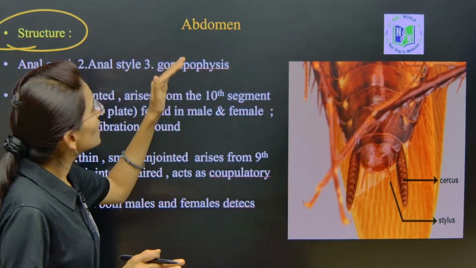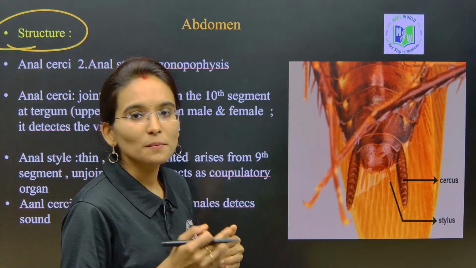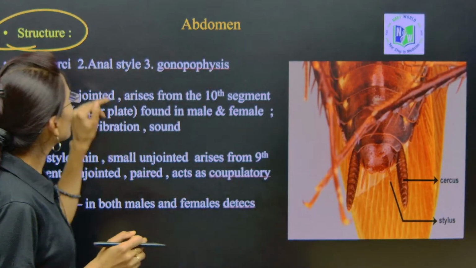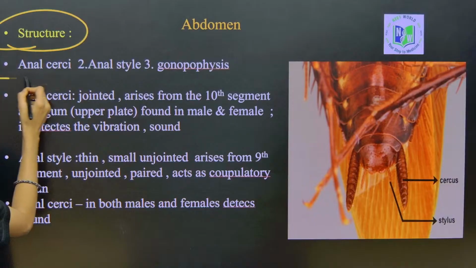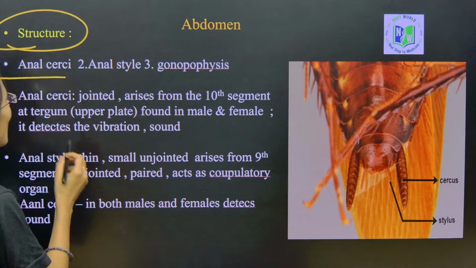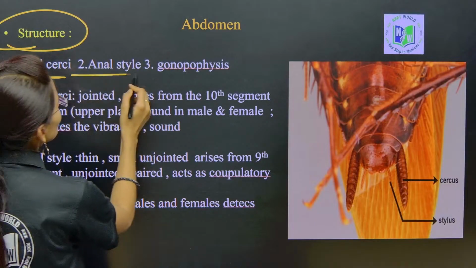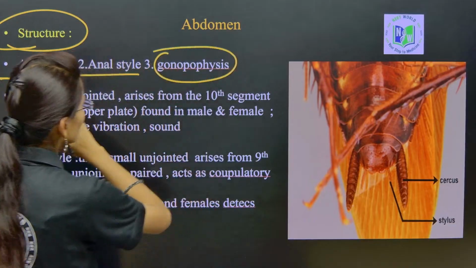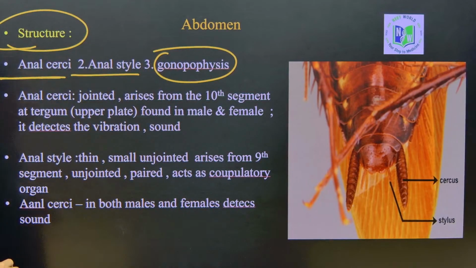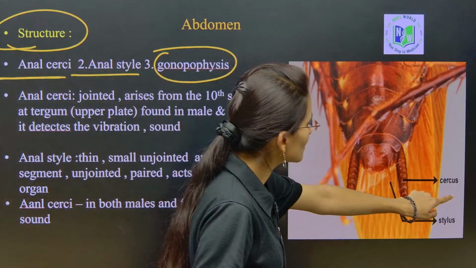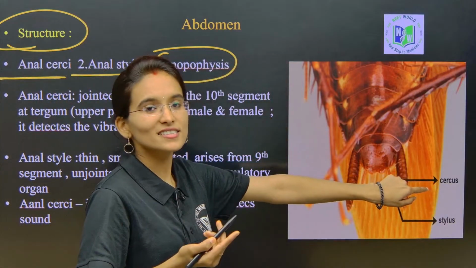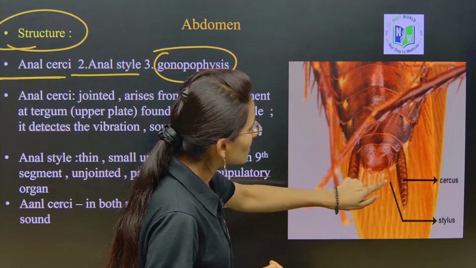Okay. So in the abdomen, what do we need to study? In the abdomen, especially 3 parts you all need to focus on: the anal cerci, next the anal styles, and yes, the gonapophysis. Okay, anal cerci, and next one, anal styles.